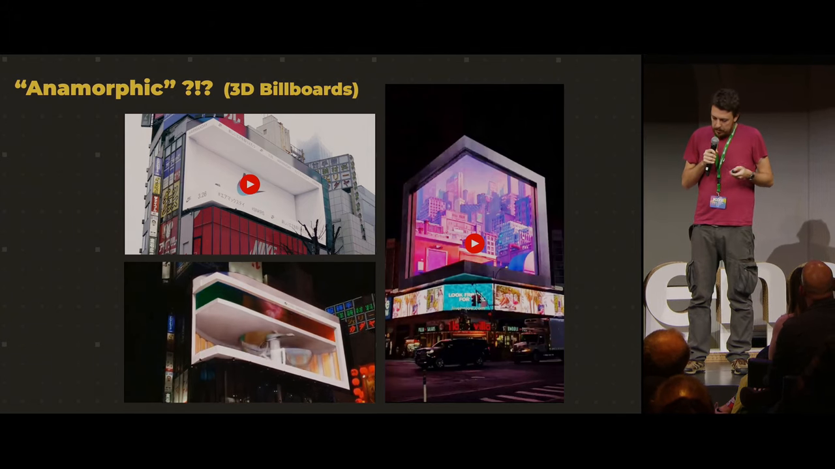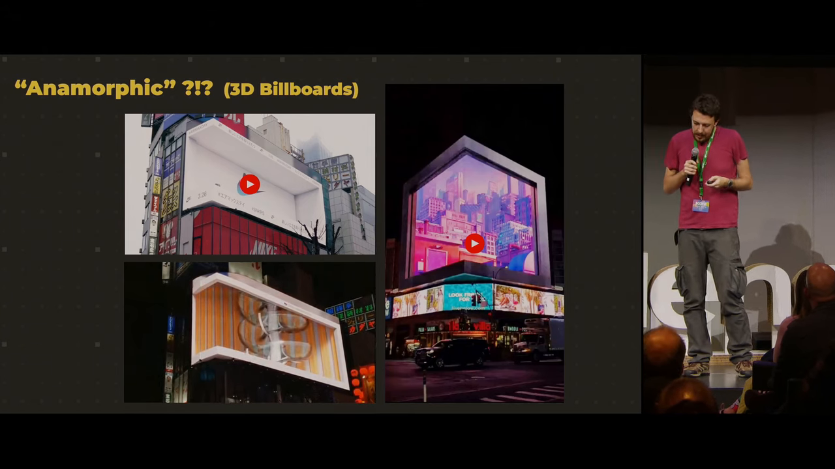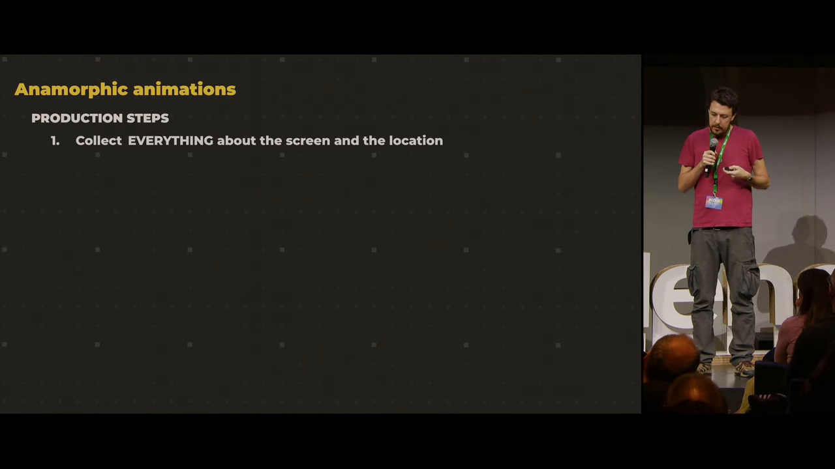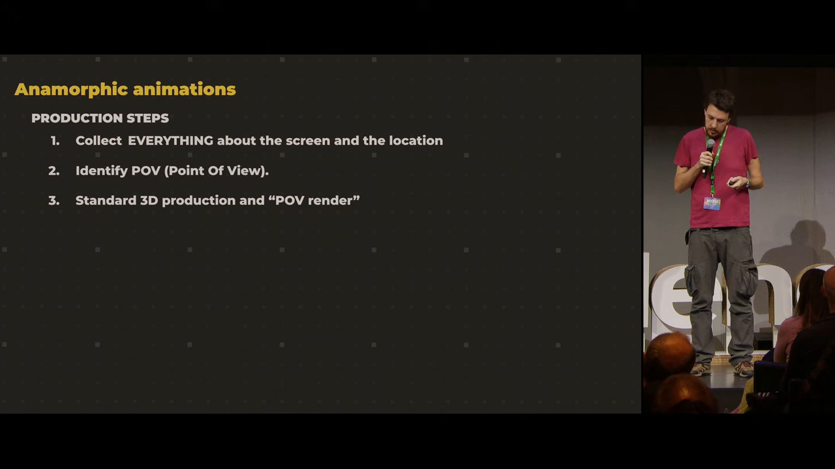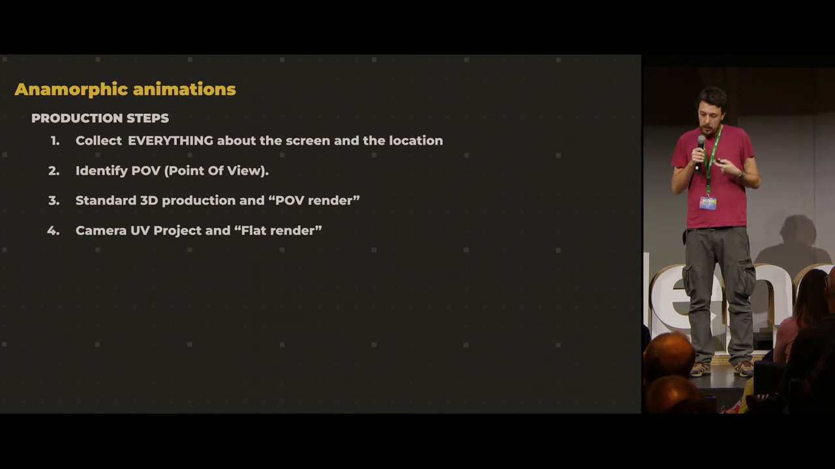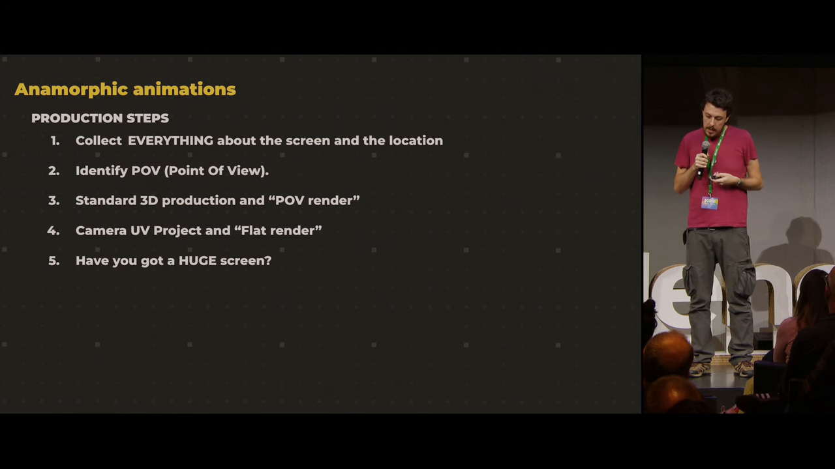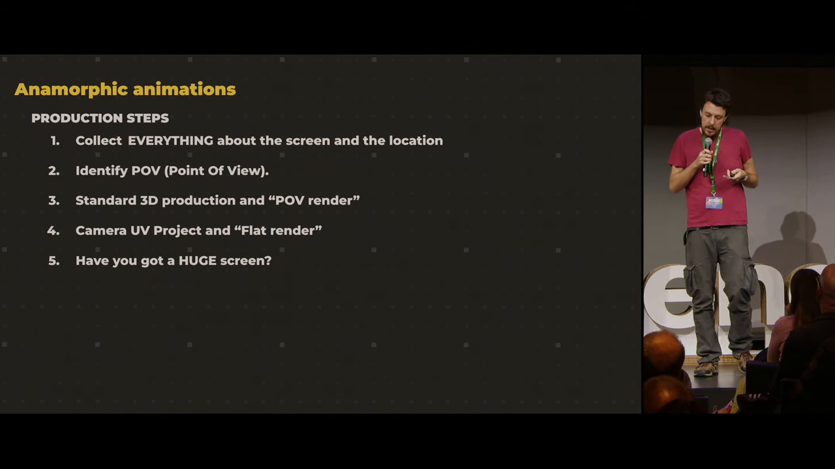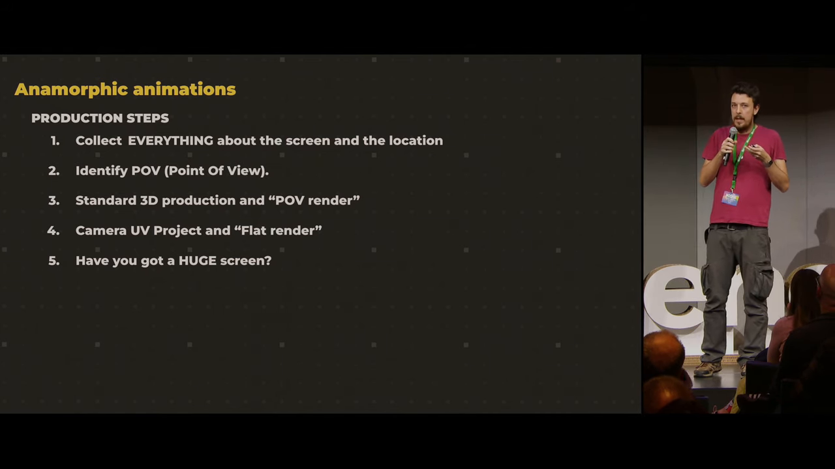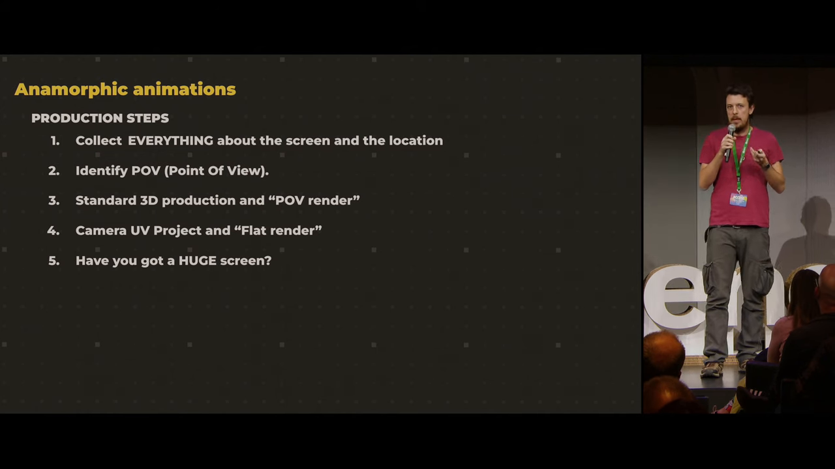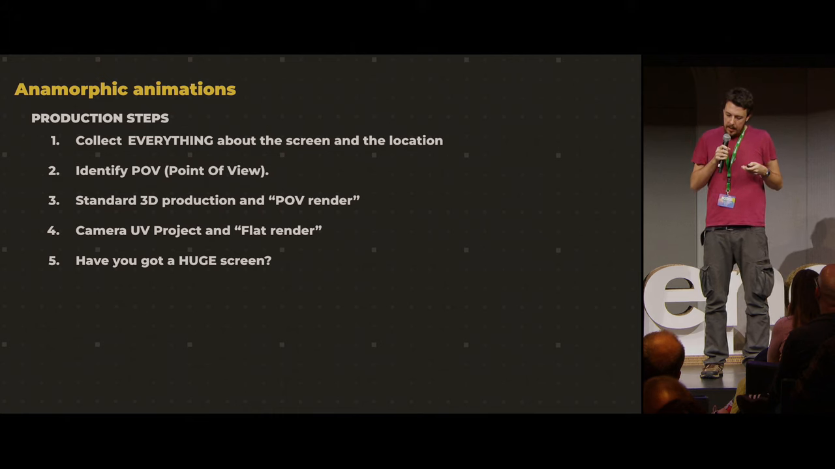So how to do it? Or how I do it? Basically, I recognize some production steps, so I'm going to go very quickly through it. Collect all the information about the screen and location, identify a point of view. And then you do a normal CG production, let's say. Then there is a last step when you rectify the image, so you make it flat. Well, the image is already flat, you know what I mean, after all.